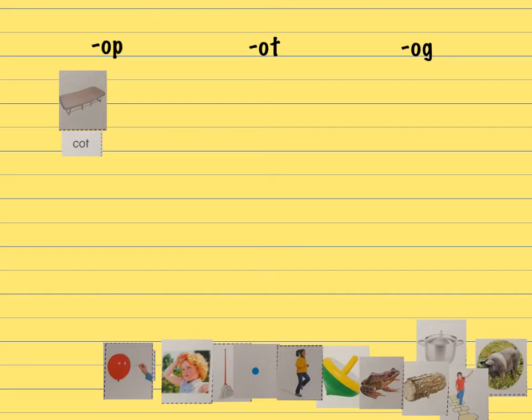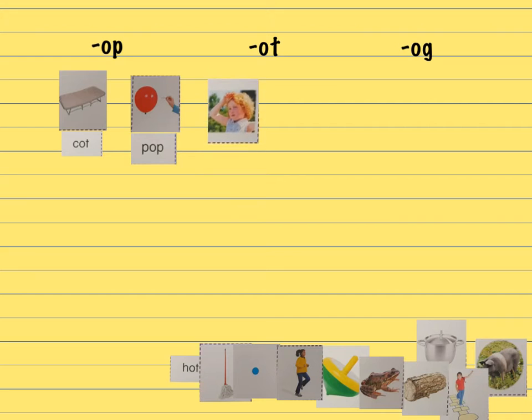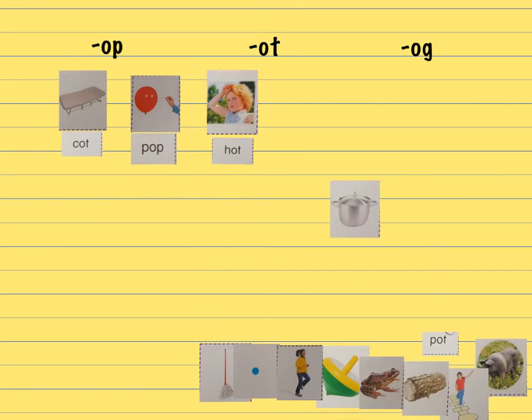A cot is like a portable bed. Next, we have a picture of a balloon with a needle for pop. The balloon is about to pop. This little girl is hot. Then we have a picture of a pot.